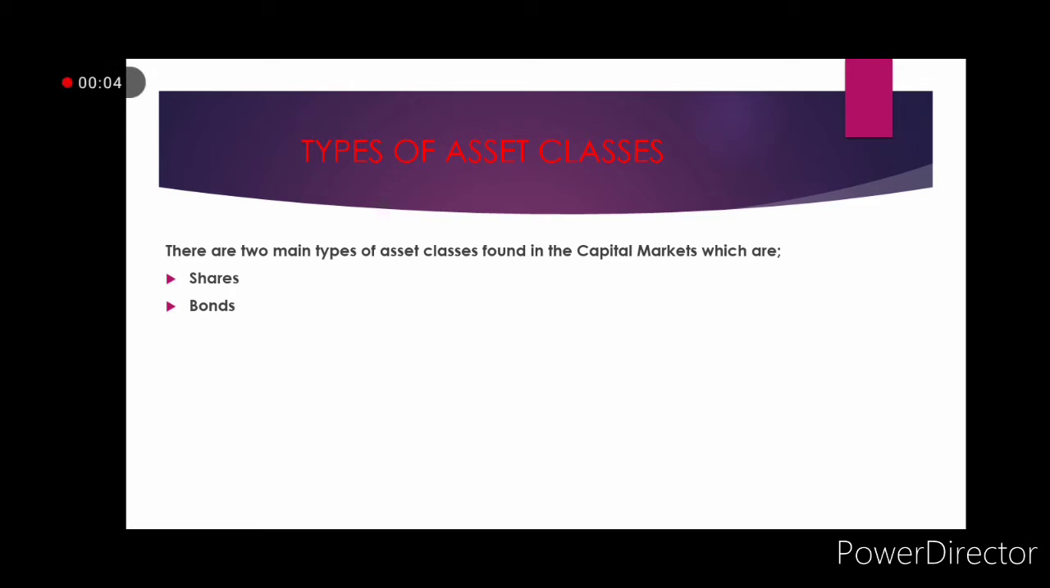So here we're going to look at the type of asset classes that are found in the capital markets. Now there are technically two main types of asset classes that are found in the capital markets, especially the one in Tanzania, of which are shares and bonds. Now, if you've checked our previous video where we were mostly talking about capital markets, we emphasized that most organizations that get into these capital markets with the aim of raising funds, getting capital from investors, they have two main ways of which they could raise those funds.